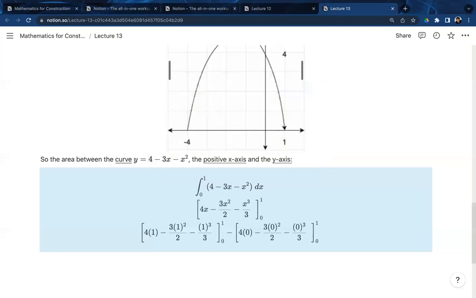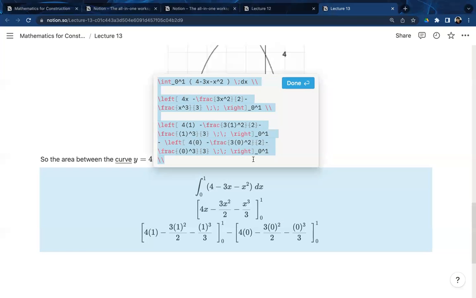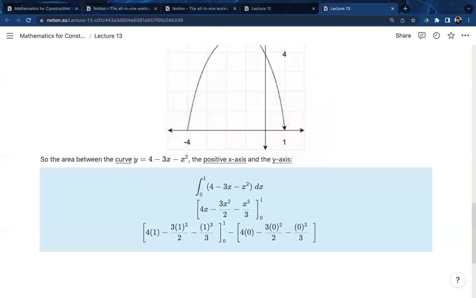And then you take out these limits here. You don't leave them in. So you integrate the gradient function to get the original function. You substitute 1 over here, and you substitute 0 over here, and subtract it.